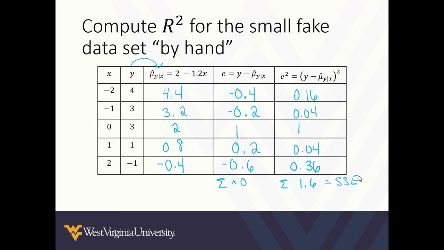This means for our small fake data set, where we use the formula, since SSE is handy, we'll do 1 minus SSE over TSS. We may recall that TSS equals 16 from our previous slides. So this will be 1 minus 1.6 over 16, which will give us an R squared of 0.9 or 90%. So we may say that 90% of our raw variability in y can be accounted for or explained by using our predictor variable x.